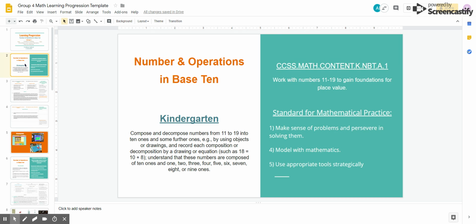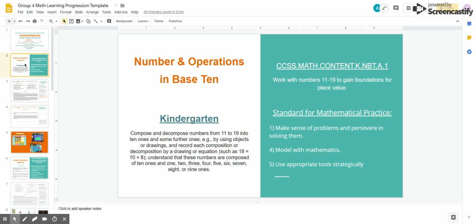For our learning progression, we are focusing on number and operations in base 10. Starting with kindergarten, our Common Core standard is NBT A1, working with numbers 11 through 19 to gain foundations for place value. In kindergarten, the students need to compose and decompose numbers from 11 to 19 into 10 ones and some further ones, such as using objects or drawings, and record each composition or decomposition by a drawing or equation, such as 18 equals 10 plus 8.